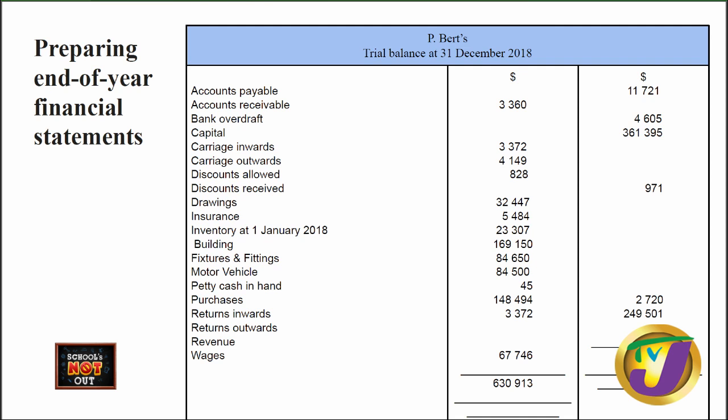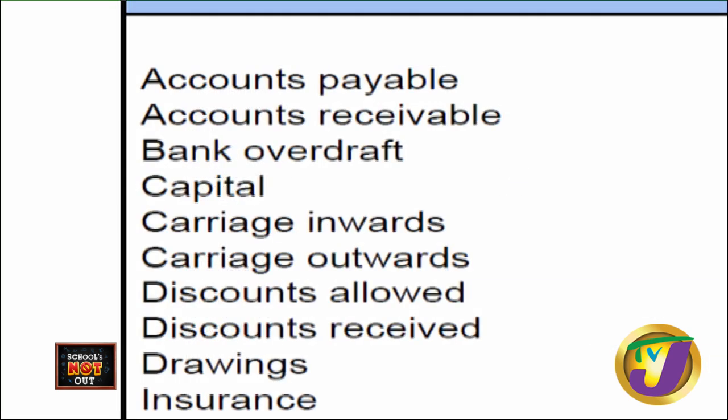So let us just recap so you can remember the terms that relate to certain accounts. At the beginning here, we have our accounts payable. You remember that our accounts payable, we refer to these people as our creditors. They are the ones from whom we receive goods on credit, and at the end of the period, we pay them. We have our accounts receivable. These are also our debtors. We have our bank overdraft.